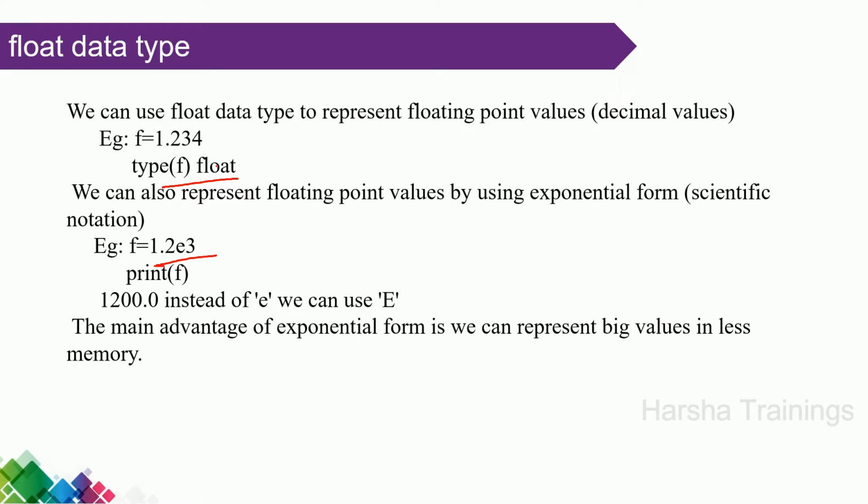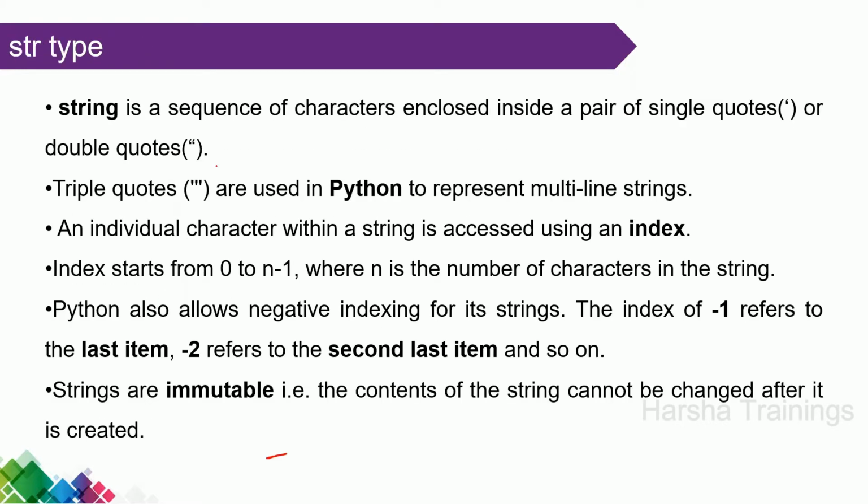That means the collection of students is represented by using a common name. So what are the things we have? We have string data type, list data type, tuple, dictionary, and set. These are the five advanced data types.